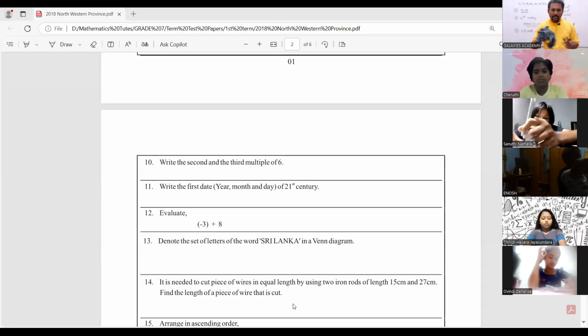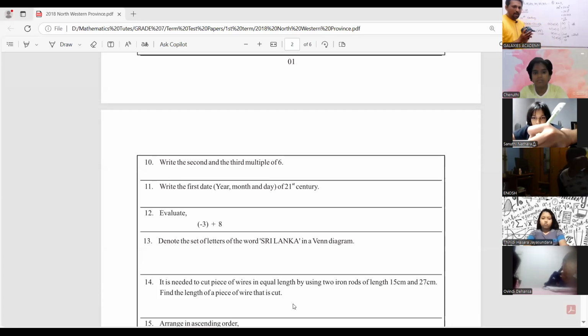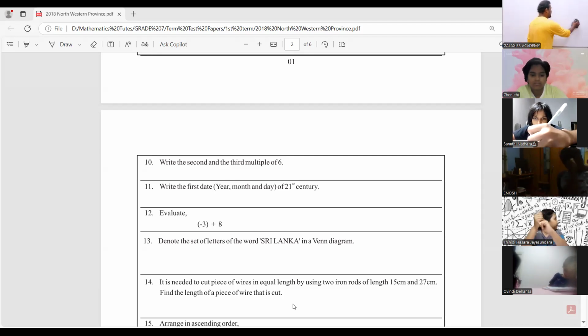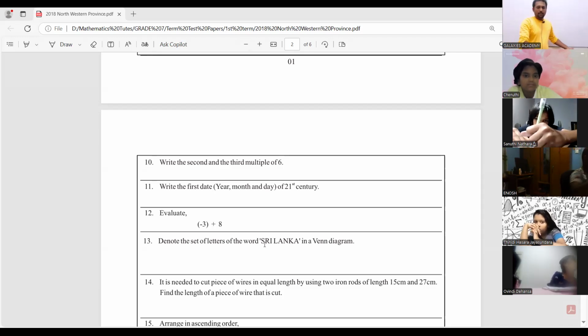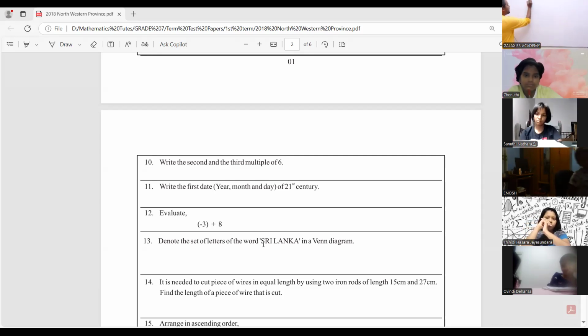13th question given. Denote the set of letters of the word Sri Lanka in a Venn diagram. There are three methods we can use to represent a set: descriptive method, list of element method, and Venn diagram method. If you use the Venn diagram method, you have to draw a closed plane figure, no? Right? This question is not given the name of the set, right?